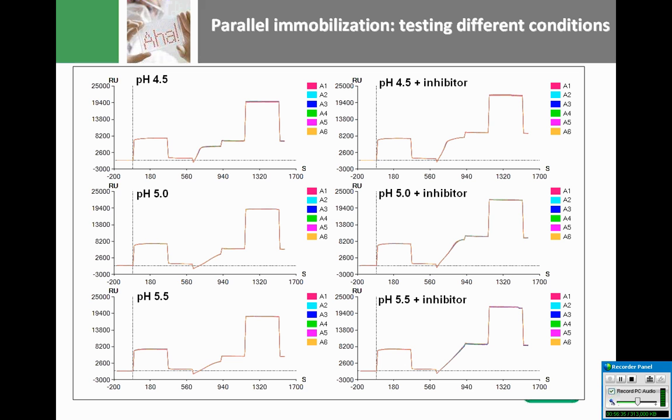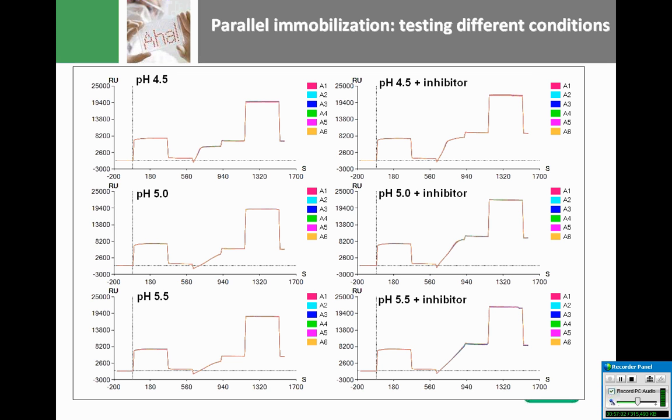So what we did very nicely, using those 6 channels, we tested 3 different pHs for the immobilization, and each pH we used once just the acetate buffer, and once the protein was pre-incubated with an inhibitor, a known standard inhibitor that was bound to the binding site and protected it from being immobilized on the surface.